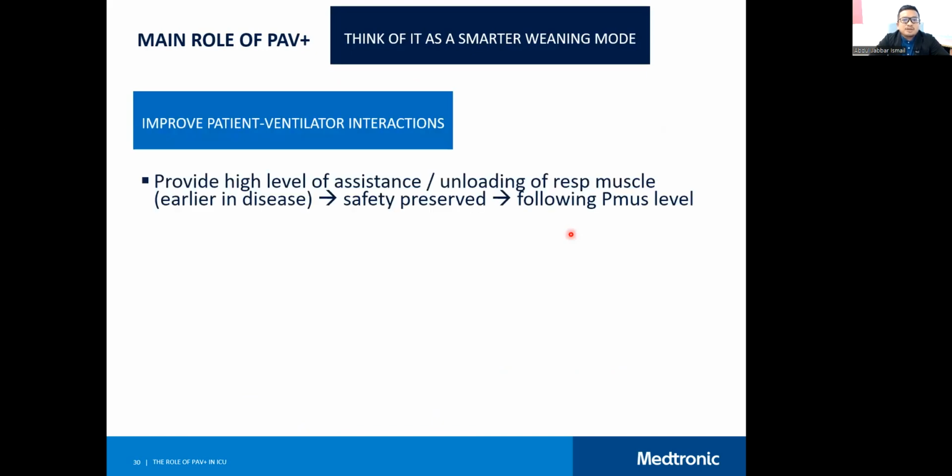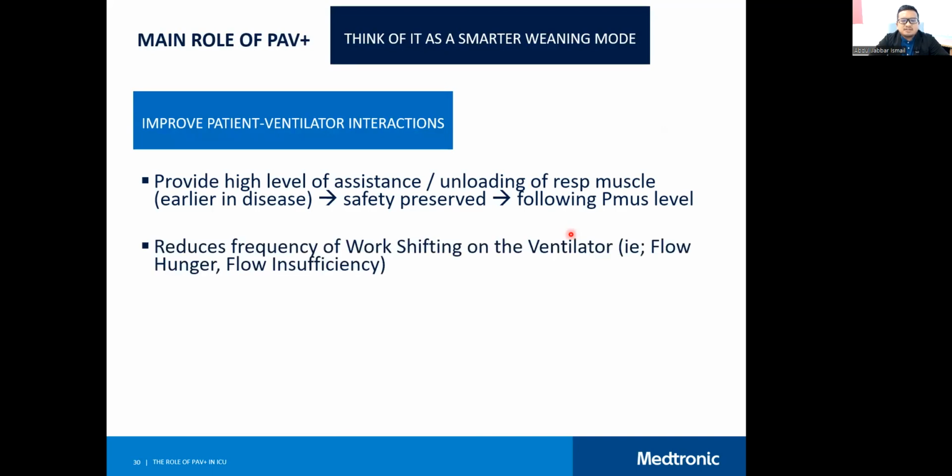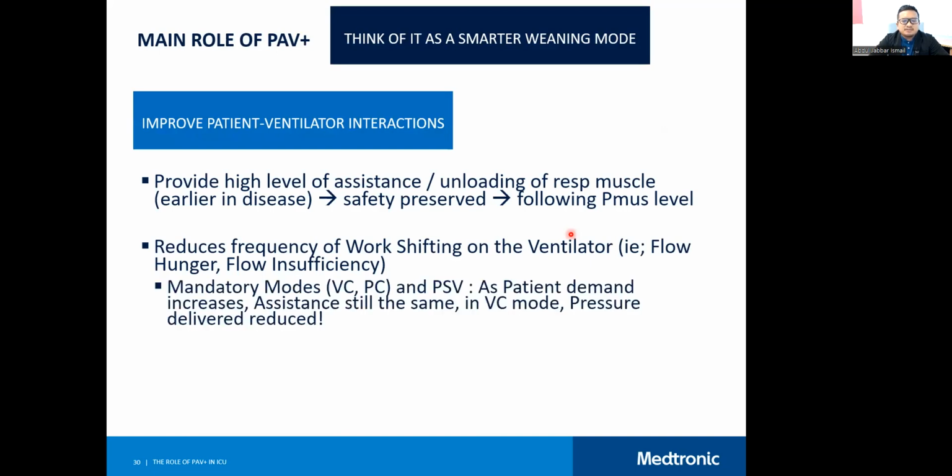Because it will improve patient-ventilator interaction, it provides a high level of assistance or unloading of the respiratory muscle earlier in the disease, safely preserving the PMAS level. It will reduce the frequency of work shifting on the ventilator. In mandatory modes and PSV, as patient demand increases, assistance stays the same. In VC mode, however, pressure is delivered even reduced. Okay, so this will lead to severe desynchrony from mismatched respiratory flow demand.